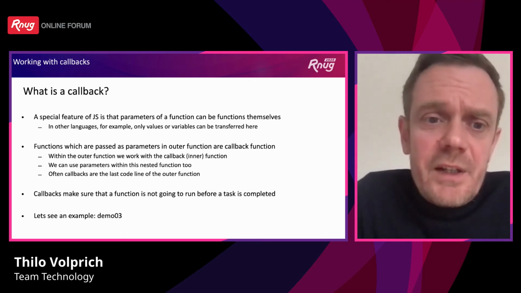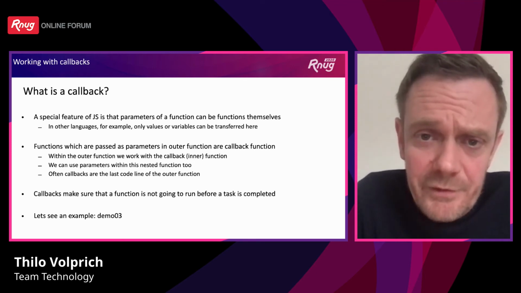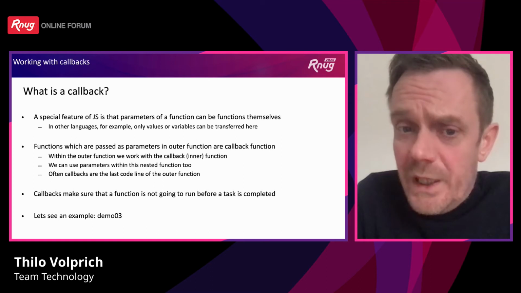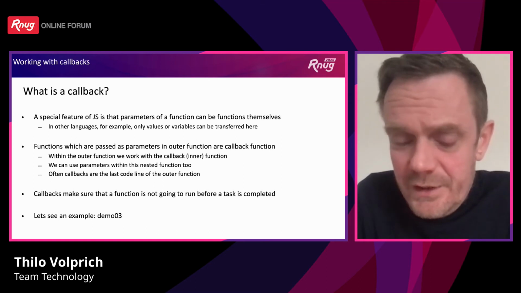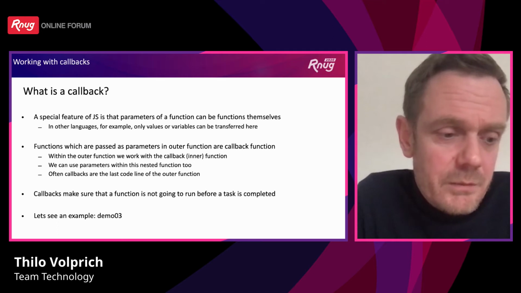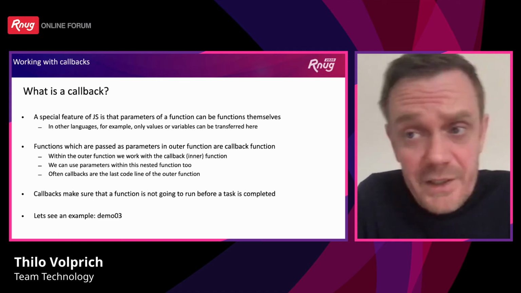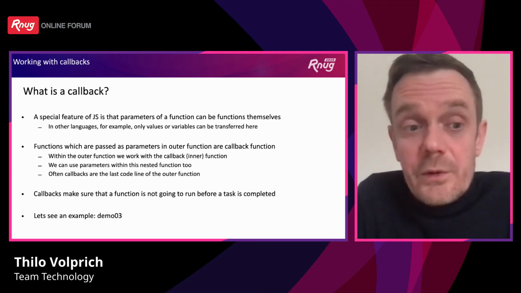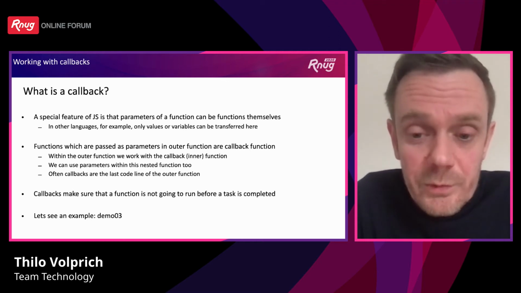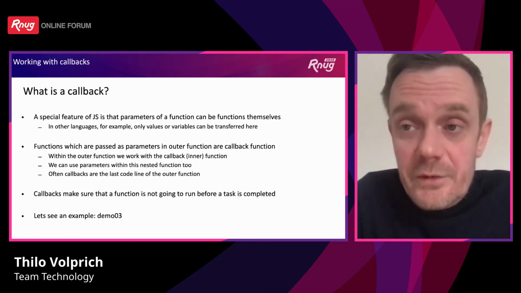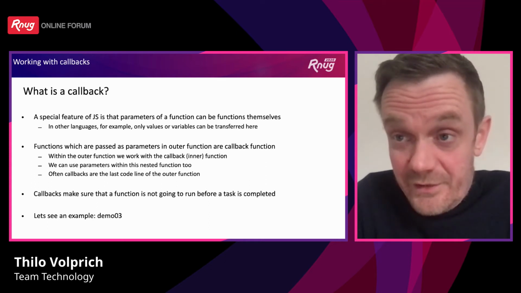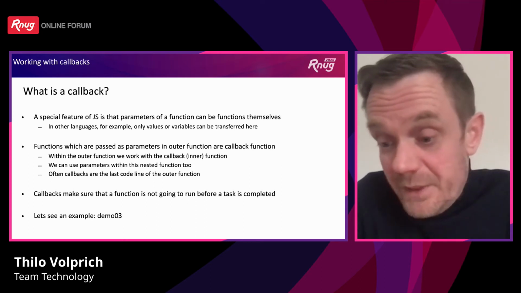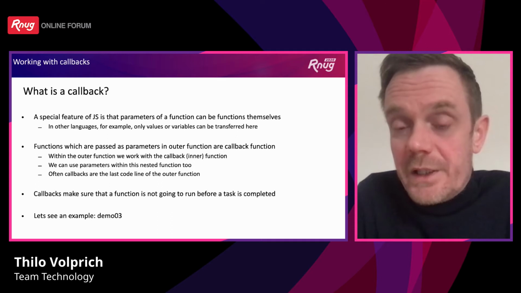A special feature of JavaScript is that parameters of a function can be functions themselves. In other languages, for example, only values or variables can be transferred here. So if you think about a function, you create a function, do something funky, and after that code finished, you want to run something special. So you can put the code which runs at the end into the signature of the function itself. So not only having a first name and a last name in the parameters of a function, you also can have a function itself.